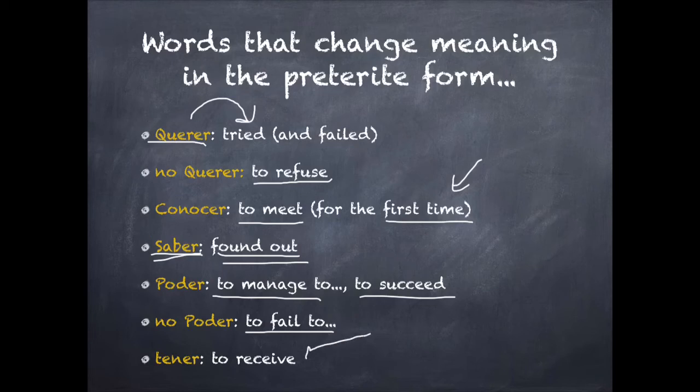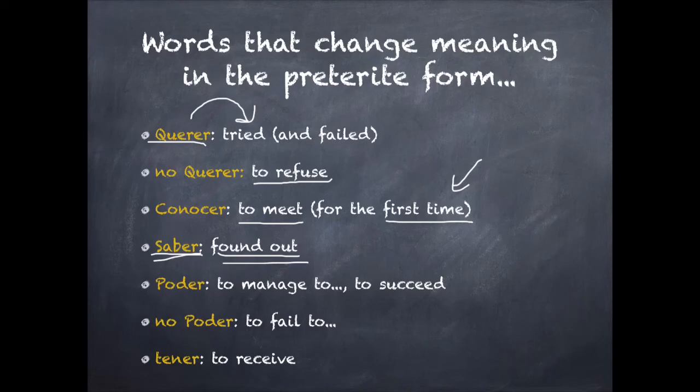Tener typically means to receive. Yo tuve. How would you say that? Yo tuve el correo. I received the mail. Or you could use recibir también. So there's tener, which could mean to receive.